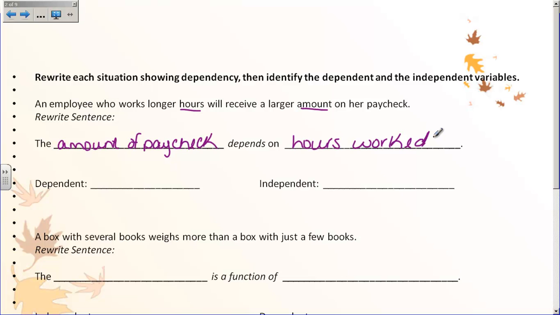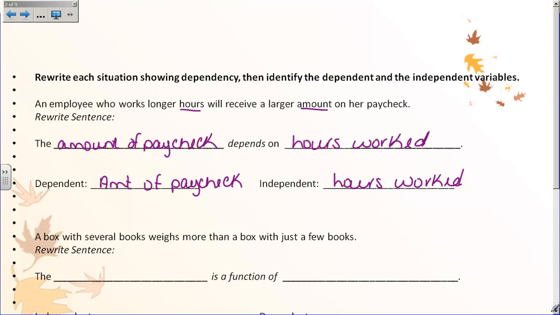Now that we have put it that way and shown dependency, we can identify what's dependent and what's independent. Right here it says the amount of the paycheck depends on. That makes the amount of paycheck your dependent variable, because it depends on something, and what it depends on is the independent variable, which is the number of hours worked.